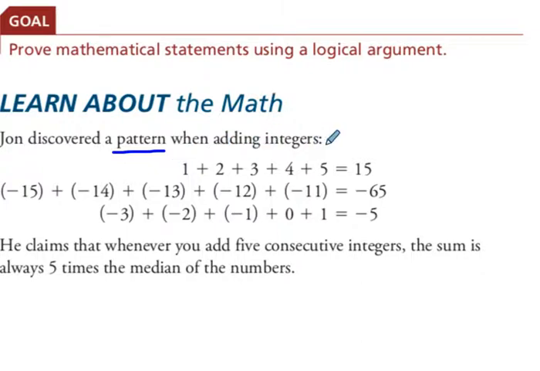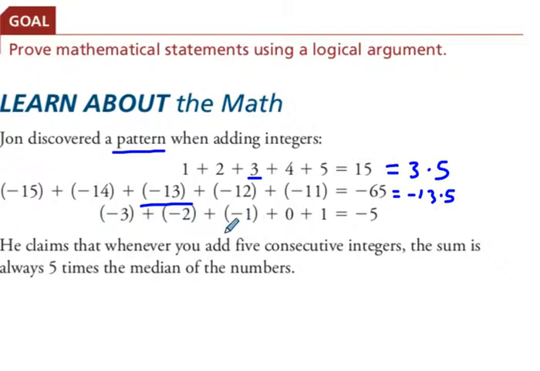And we want to add integers. We have 5 consecutive integers. So 1, 2, 3, 4, 5. If you add them together, you get 15. And we notice that 15 is equal to 3 times 5. Minus 15, minus 14, minus 13, minus 12, minus 11. When you add them all together, you get minus 65. The median, or middle term of that, is minus 13. And when you multiply minus 13 times 5, you get 65.